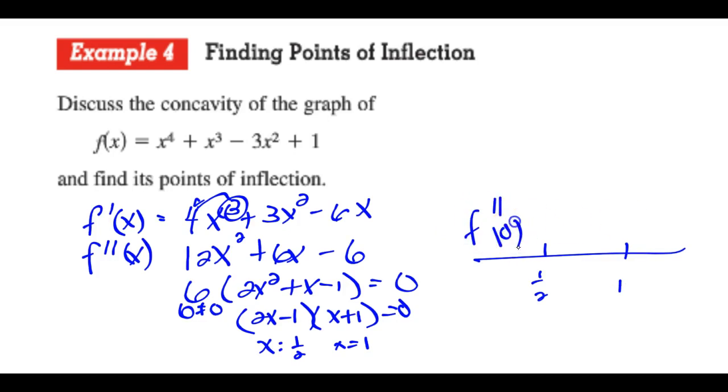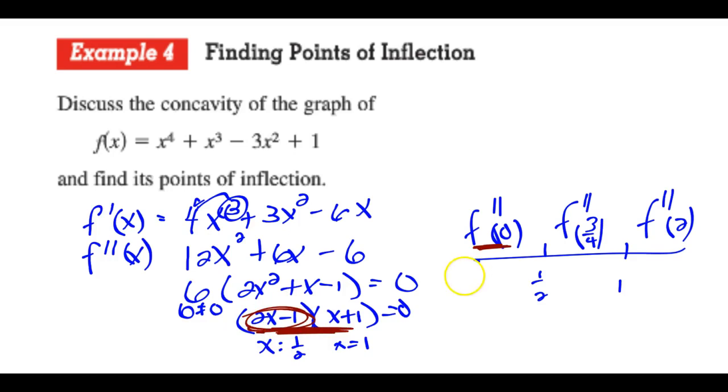Throw in a 0 perhaps, something between 1/2 and 1, maybe a 3/4, and then f double prime 2, and start checking for these to be greater. Let's throw in the 0 together. If I throw a 0 into this guy right here, this first guy goes negative, and the second guy goes positive, which means that's negative or less than 0, and then that's concave down. And then I repeat this process for those.